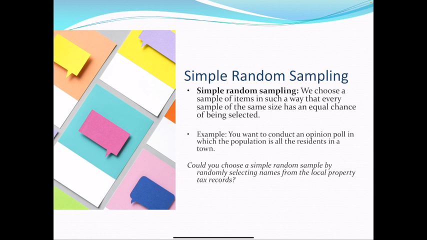Well, no, right? Not everybody owns property. I have an apartment, right? I would have been excluded, and anybody who rented or was unhoused would be excluded from this sample. So this isn't a good way to pick a random sample. Let's talk about some good ways to pick random samples.